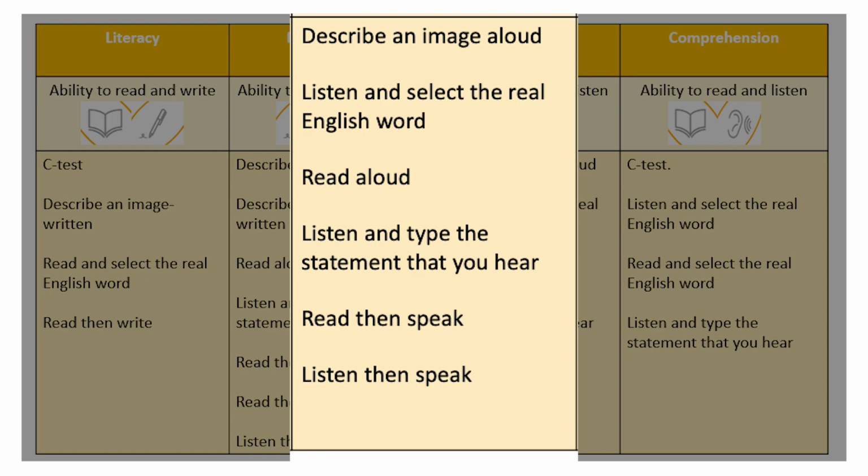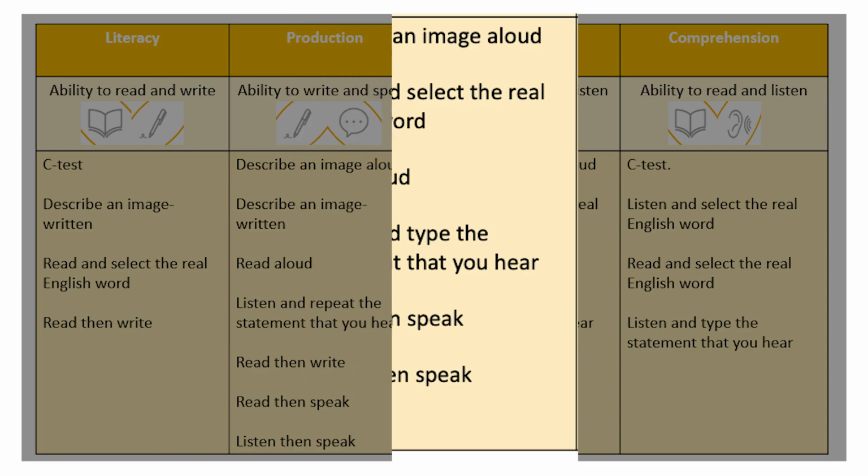Listen and type the statement that you hear is whether or not you accurately understand what someone is saying to you. Read and then speak tests your ability to read a prompt and respond to it. Listen and speak is also testing your ability to understand and respond, but this time, do you understand a spoken question and can you respond to it?